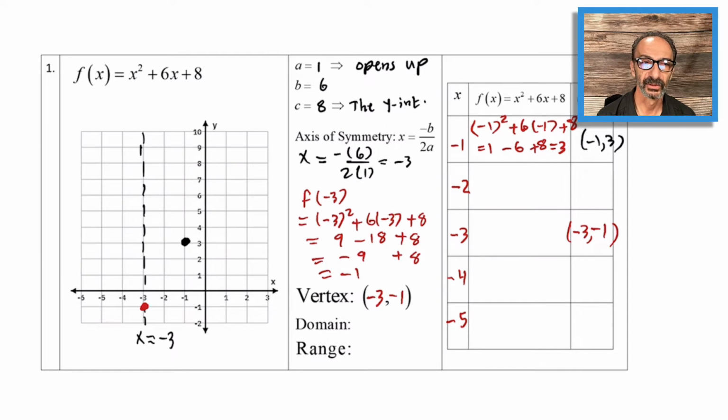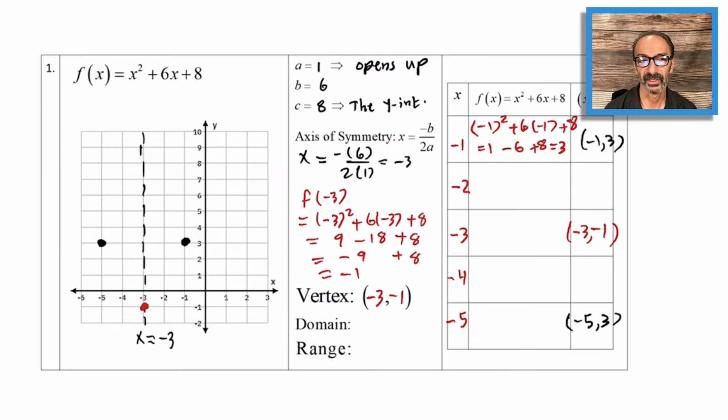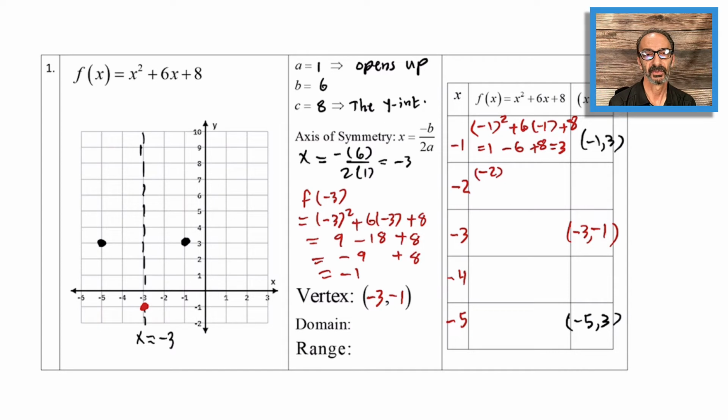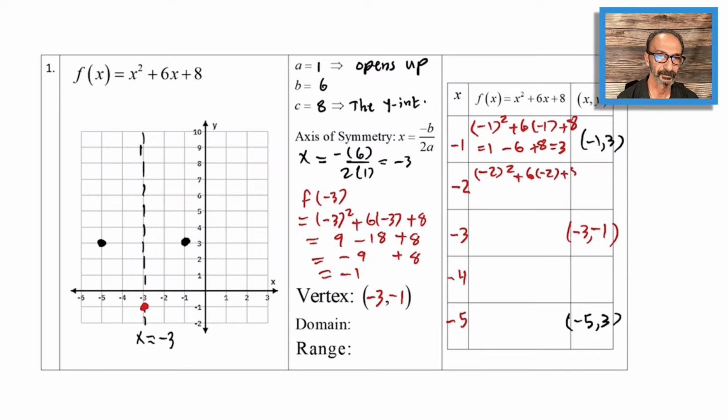Because of symmetry, we could find one on the left, the same distance 2 units from the axis, and same height. And that is going to be at negative 5. And the y value will be also 3. Now you could just go from there and graph it, because it doesn't have to be by hand perfect. But if you take your time, negative 2 will give you an output, and that is also going to be the same output at negative 4.